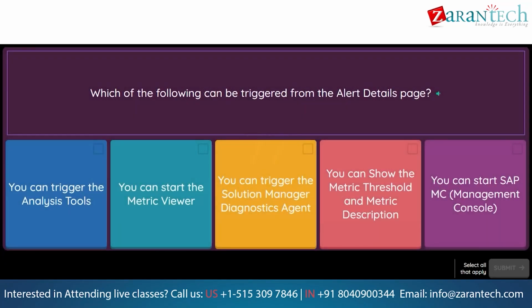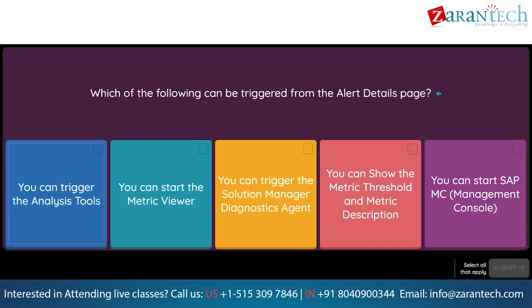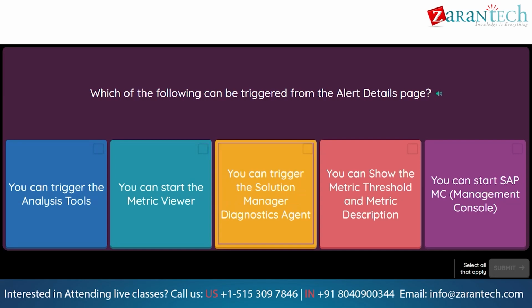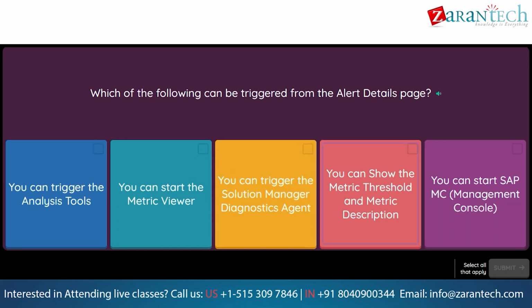Question: which of the following can be triggered from the Alert Details page? Option 1 You can trigger the analysis tools. Option 2 You can start the metric viewer. Option 3 You can trigger the Solution Manager Diagnostics agent. Option 4 You can show the metric threshold and metric description. Option 5 You can start SAP MC Management Console.